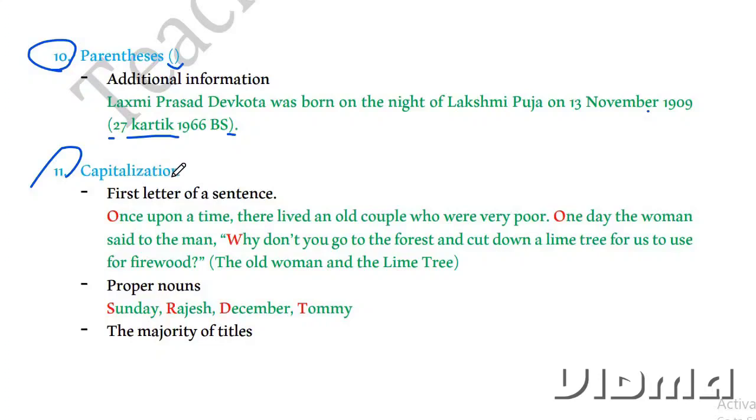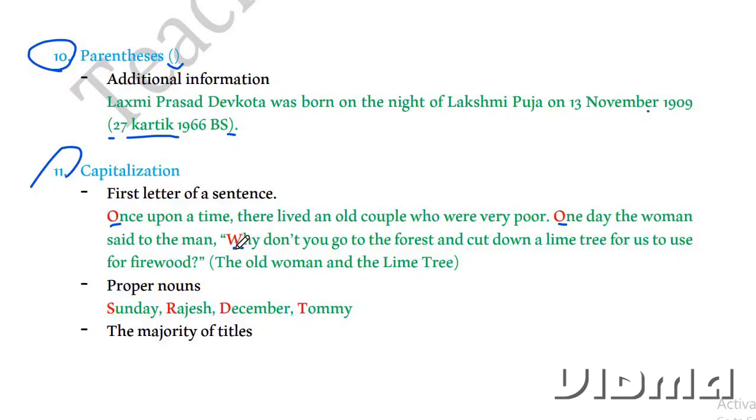Next one, number 11, capitalization. Capitalization means these capital letters. The first letter of every sentence will be capital. For example, "Once upon a time." This is the starting of a sentence, so capital O. "There lived an old couple who were very poor." Full stop. Now another sentence. "One day the woman said to the man." This is another sentence, so the first letter is capital. Next one: "Why don't you go to the forest and cut down a lime tree for us to use for firewood?" Again, this is a sentence, so a sentence starts with capital letters.